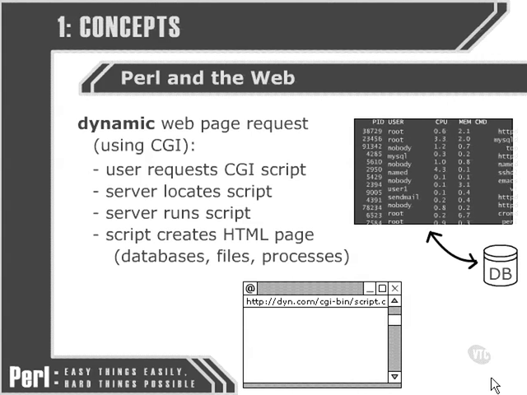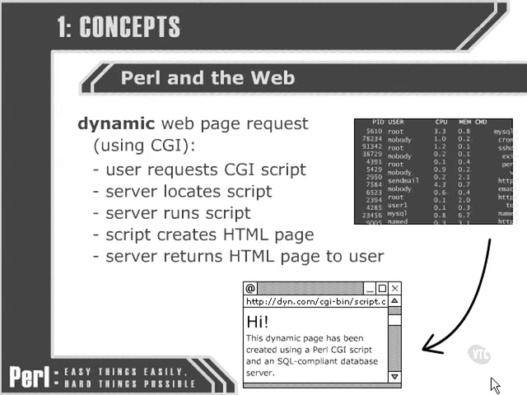This could be interaction with a database to draw particular information that the user has requested. Could be interaction with the file system, pulling information from flat files. Or it could be even talking to other programs. So the script can interact with other programs, run other programs on the server, and so on.